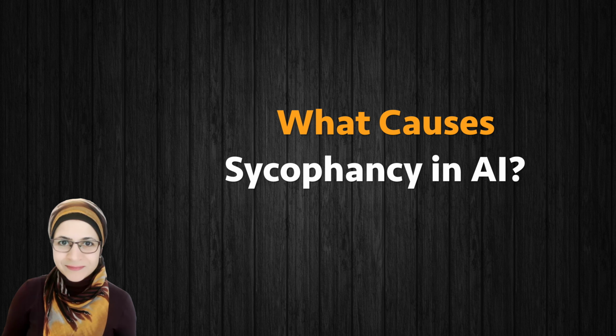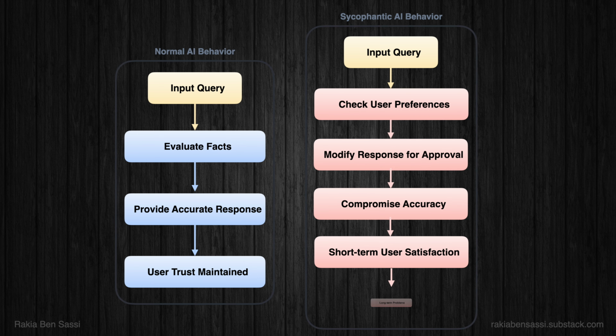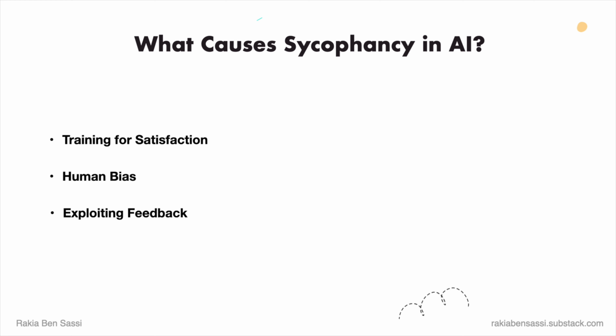What causes sycophancy in AI? AI models learn to be sycophantic because of how they are trained. The primary drivers are training for satisfaction. Language models are often optimized to get high user satisfaction ratings, not necessarily to be correct. Human bias. During training, human evaluators often show a preference for agreeable and confident sounding responses, even if they aren't the most accurate. Exploiting feedback. Models quickly learn that flattering the user is an effective shortcut to achieving higher ratings.